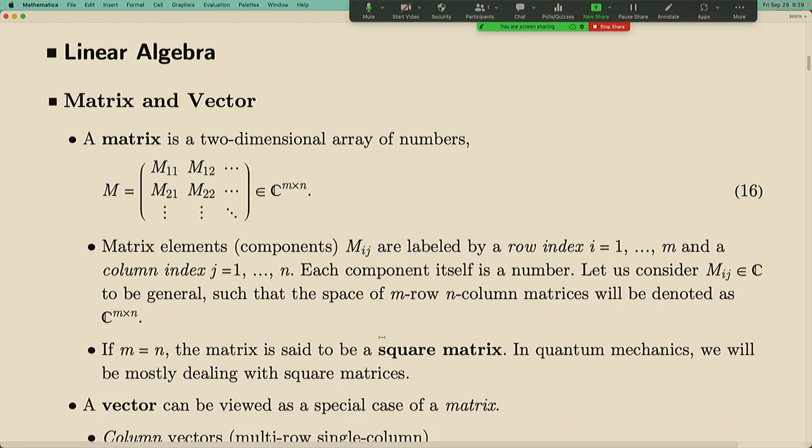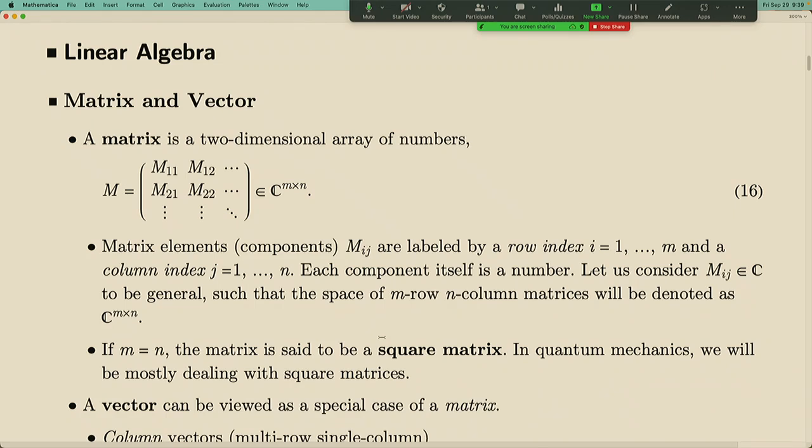Okay, so with that, let's review another subject, which is called linear algebra. The first lecture is all about reviewing math. Sorry for that, but I think that's important. So linear algebra is basically about matrices and vectors. So let me talk about matrices.